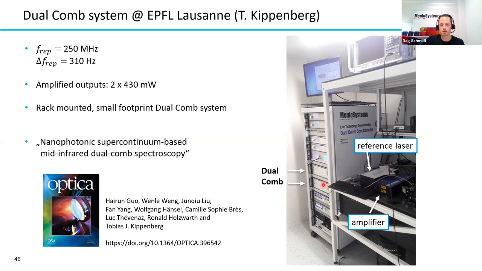So the basic data of this comb: 250 megahertz repetition rate, delta f_rep was set to 310 hertz for technical reasons. We can choose that. And the outputs from the amplifier box here were 2 × 430 milliwatt, which is quite a lot, because the group of Tobias Kippenberg wanted to do nanophotonic supercontinuum-based mid-infrared dual comb spectroscopy. And I can only highly recommend to read this paper. They have really nice results.